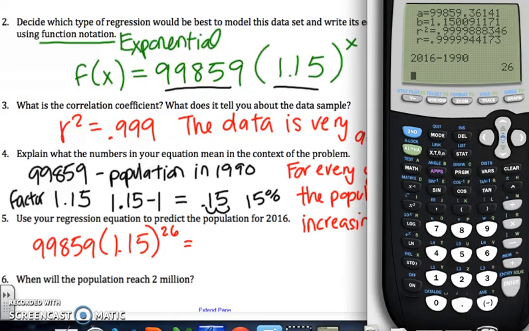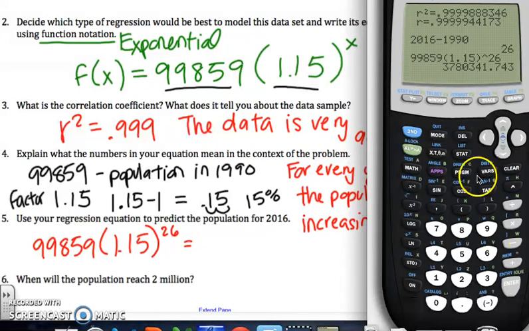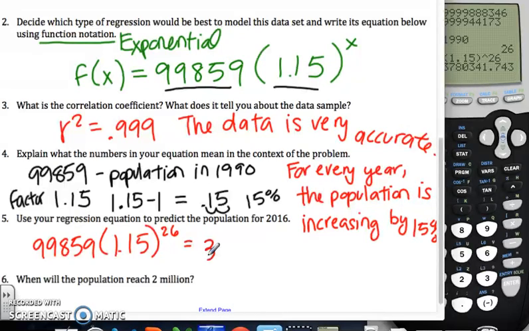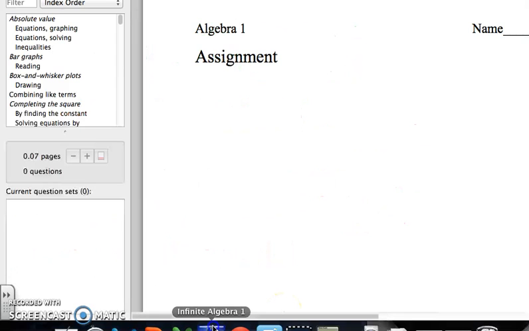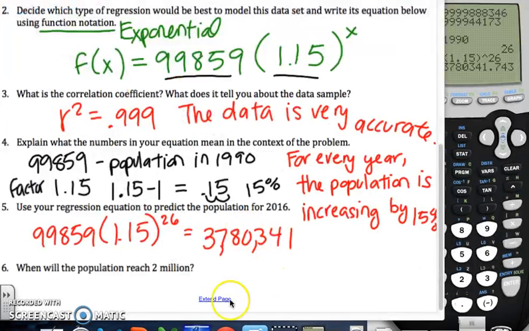Okay, so let's see what that value is. 99859 times 1.15. I'm going to raise it to the 26. So that's a lot of people. 3780341. So that's going to be 3 million people in 2016 living in Los Angeles.